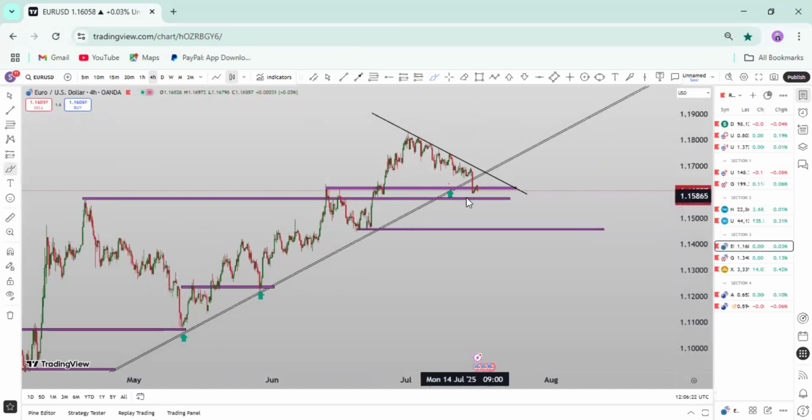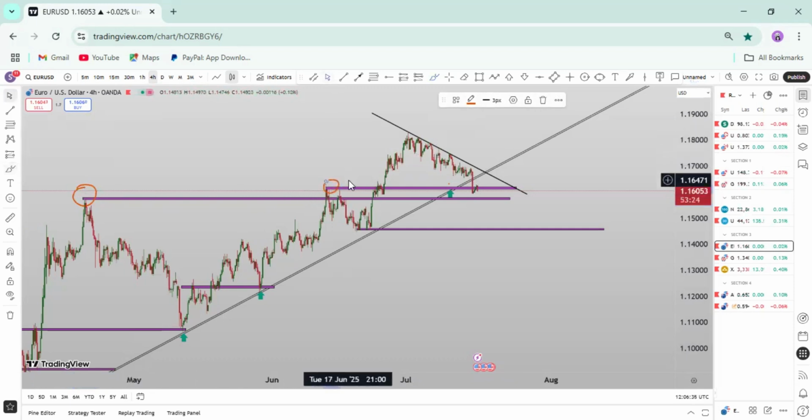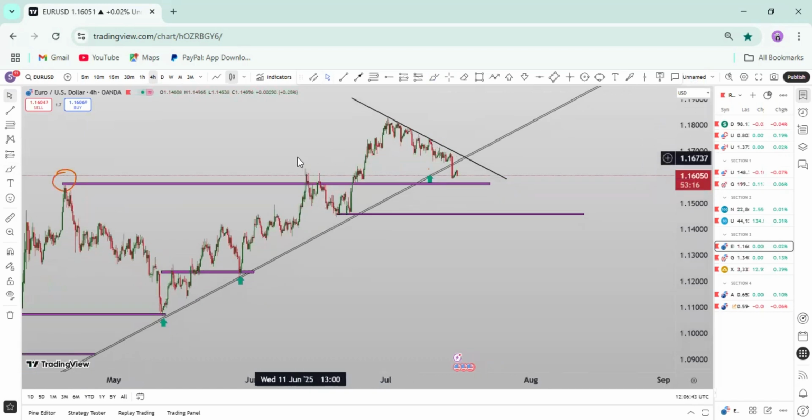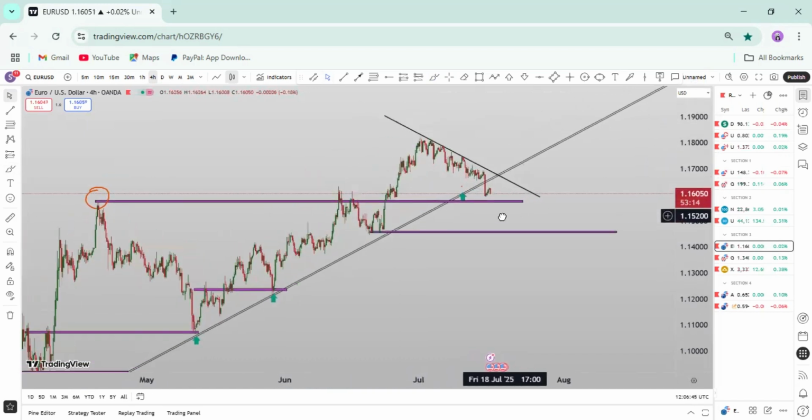We are still on a bullish, but we have a little retracement around here. So the market is currently on our main support. This is the main support. This is the minor support. But now let me remove the minor support, the minor resistance. This is the main resistance. This is the minor resistance. Now let me remain with the main resistance.